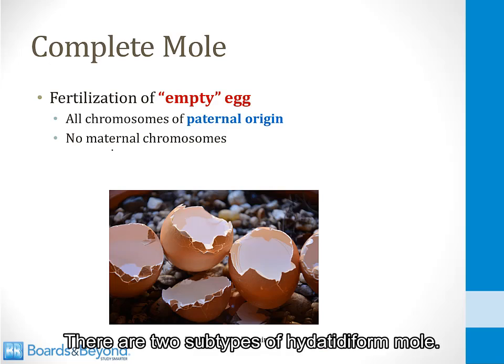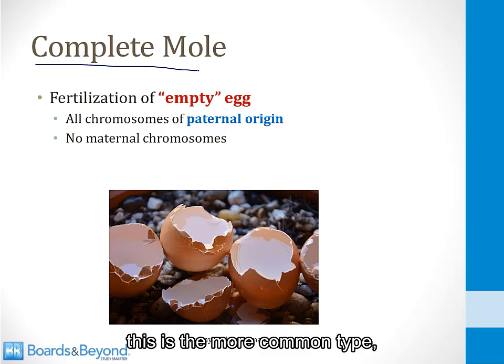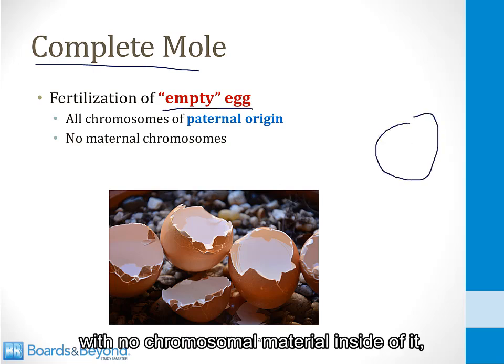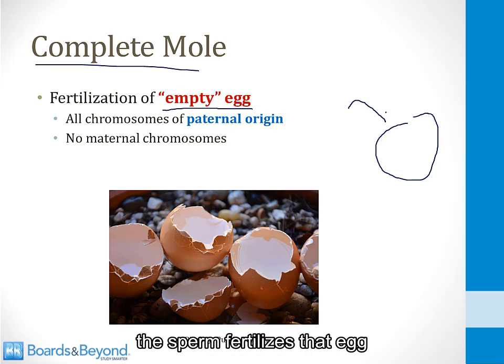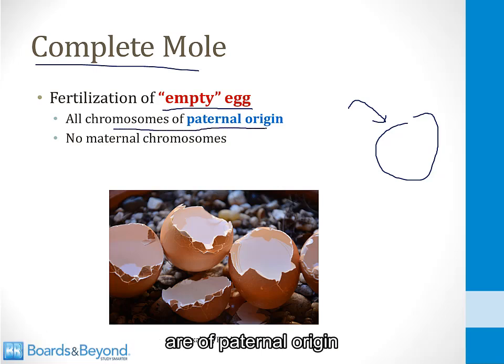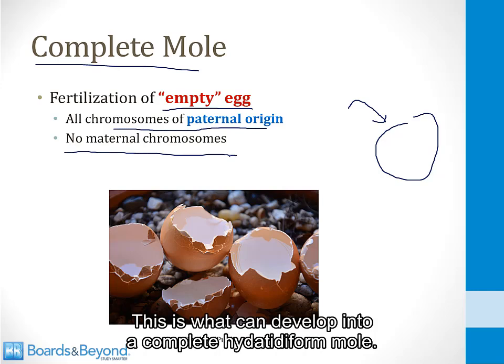There are two subtypes of hydatidiform mole. The first type is called a complete mole. This is the more common type. This is caused by fertilization of an empty egg. So the woman has an egg with no chromosomal material inside of it. The sperm fertilizes that egg, and you develop a structure where all the chromosomes are of paternal origin and no maternal chromosomes are present. This is what can develop into a complete hydatidiform mole.